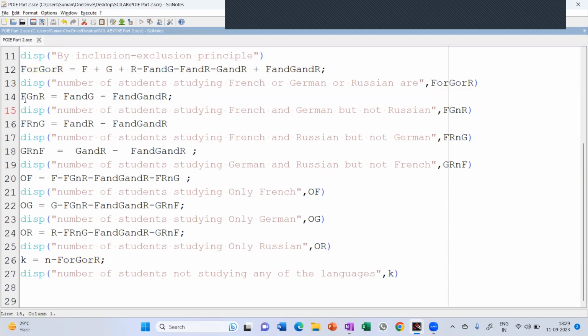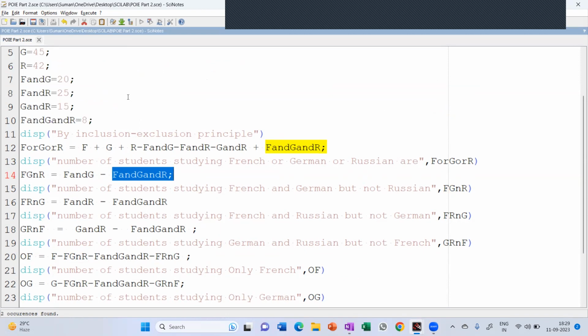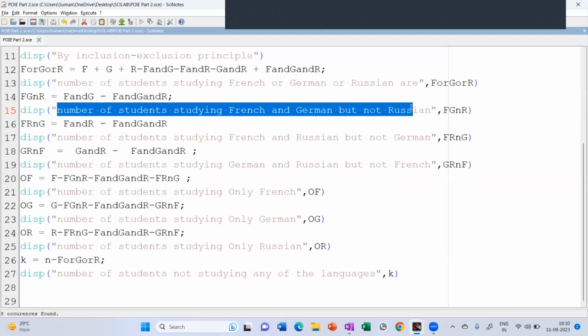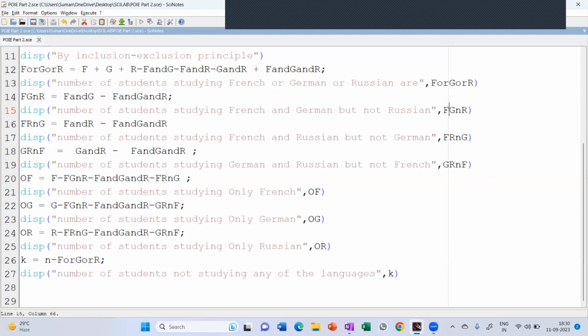Now next, FGNR, as I have explained already, stands for the students who have taken French as well as German but not Russian. The formula was F and G minus F and G and R. All the values you have already defined before, so it will take them and display the value, because in the next line I'm giving the DISP command. It displays the number of students studying French and German but not Russian, and the value is stored in the variable F, G, and R. Similarly, you're going to write the formula for F, R, and G, and G, R, and F, and display them the same way.